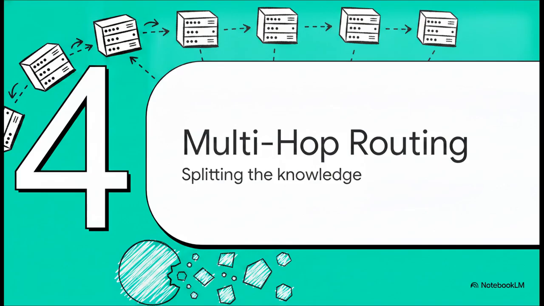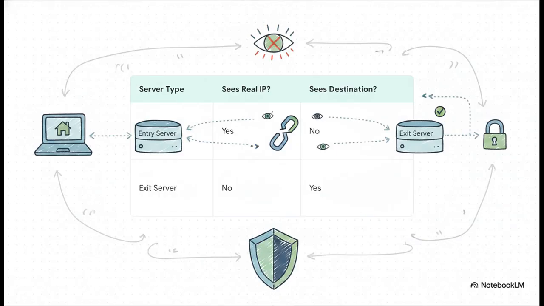Section 4. Multi-hop routing, or splitting the knowledge. The sheer elegance of multi-hop routing solves a huge weakness. See, a standard VPN server sees both your real IP address and your final destination. If that single server is compromised, it's game over. But by splitting your data between two servers, you completely sever that correlation trail.